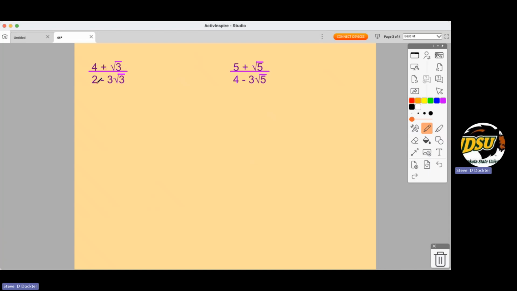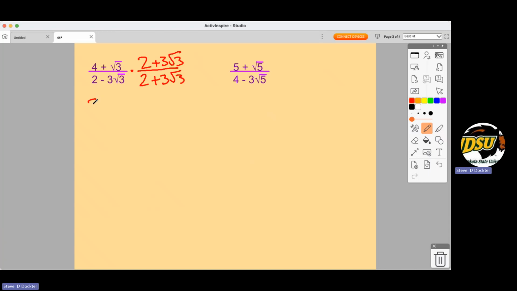4 plus the square root of 3 over 2 minus 3 square roots of 3. We have a square root down here with multiple terms, so we got to multiply top and bottom by the conjugate of the bottom. So that's going to be 2 plus 3 square roots of 3 on both the top and the bottom here. Now, foiling for this gets a little bit long, but it's something that you can do.